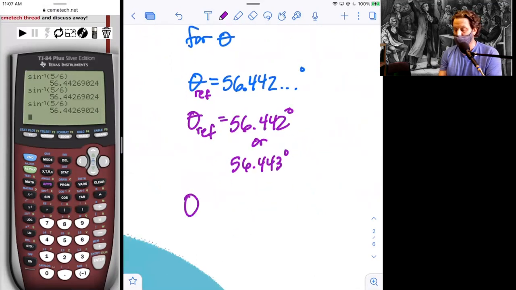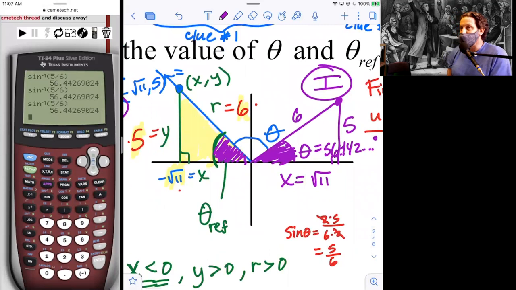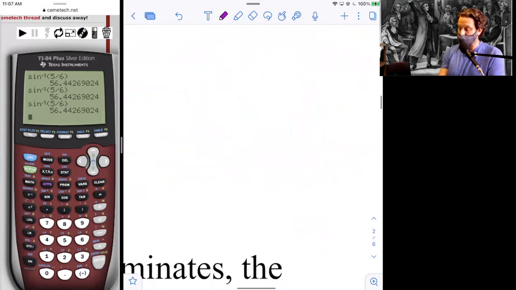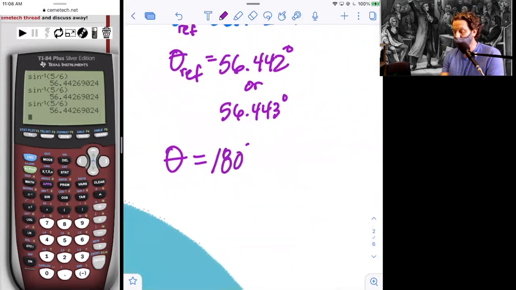Now, once I know the reference angle, can I find theta? Yes. Go back to your picture. My angle theta stops 56.442 degrees short of the x-axis, which is 180, yes? See that? So now I will say theta equals 180 degrees minus 56.443. What do I put there?